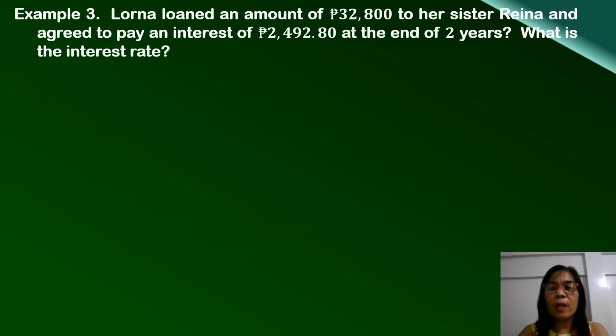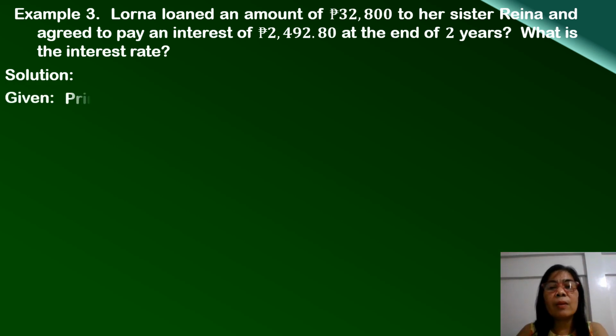Let us solve this problem. Lorna loaned the amount of 32,800 to her sister Rena and agreed to pay an interest of 2,492 pesos and 80 centavos at the end of 2 years. What is the interest rate? Okay, so we start with identifying what are given.